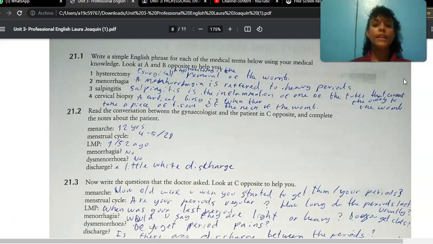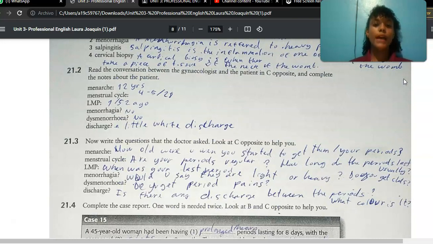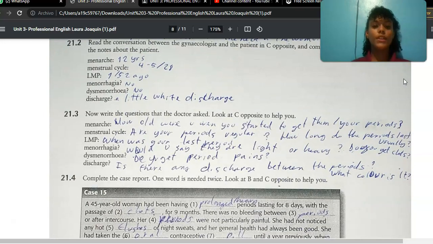Read the conversation between the gynecologist and the patient in C opposite and complete the notes about the patient. Menarche: 12 years. Menstrual cycle: 4 to 5 days every 28 days. LMP: 1 52 ago. Menorrhagia, no. Dysmenorrhea, no. Discharge: a little white discharge.